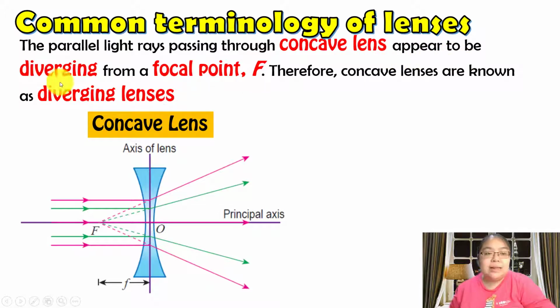Appear to be diverging. Just now it was converging to the F. Now it's diverging from an F. So now the F is a negative F because the F is behind. This one we also call the focal point, but it's a negative focal point. Now the light ray is diverging from the focal point. You can find it: when the lines go to F, they use a dotted line. So this one is the negative part.